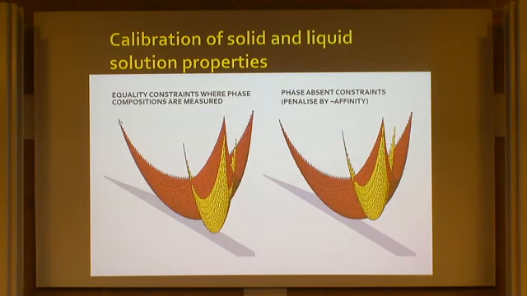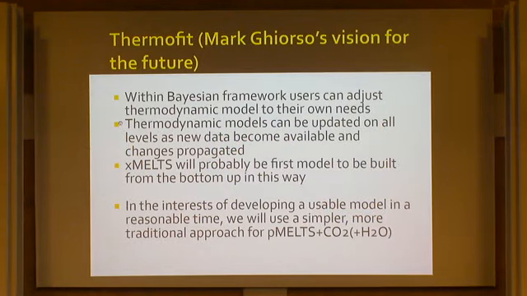But this is still much more simple than trying to do the full solution models, where you're actually dependent on other types of data and other phases, sorry. But broadly speaking, for liquids, you use equality constraints, or in general, people have used equality constraints between the phases that are at equilibrium in a given experiment, and phase absent constraints, where you penalise if a phase appears to be stable when it shouldn't be.